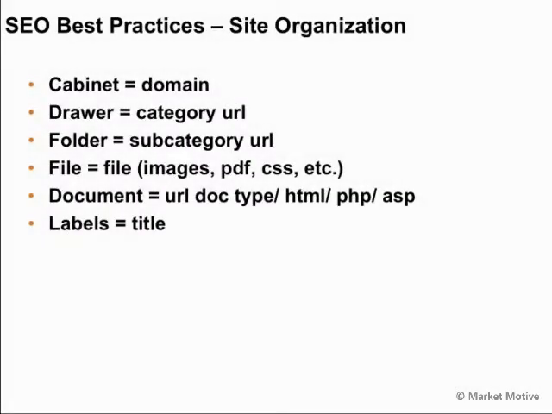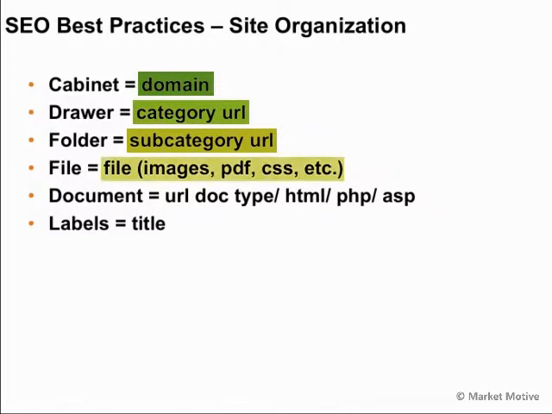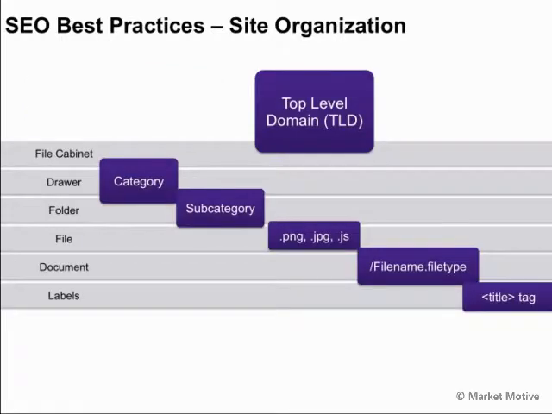For our site organization, I think before we talk about a URL, it's important to talk about how a site is organized. Essentially you have your domain at the top level, a category URL, a subcategory URL, files, document. It's nice to think of this with a file cabinet analogy. I really like this analogy of the top level domain being .com, .net, .org. This is the file cabinet. And each drawer is a category, and each folder is a subcategory.